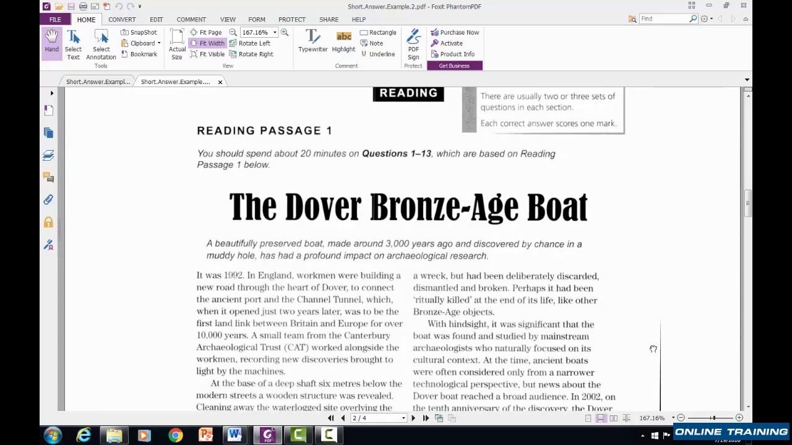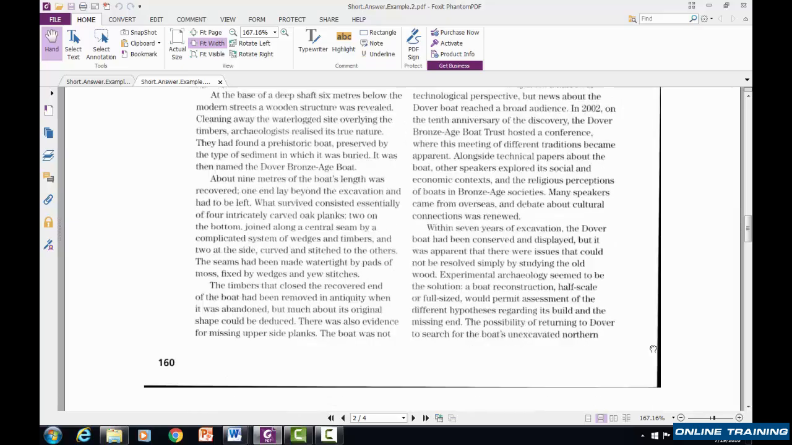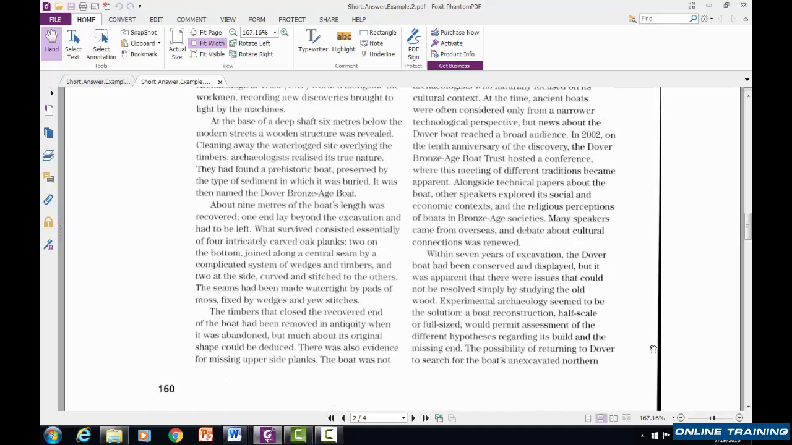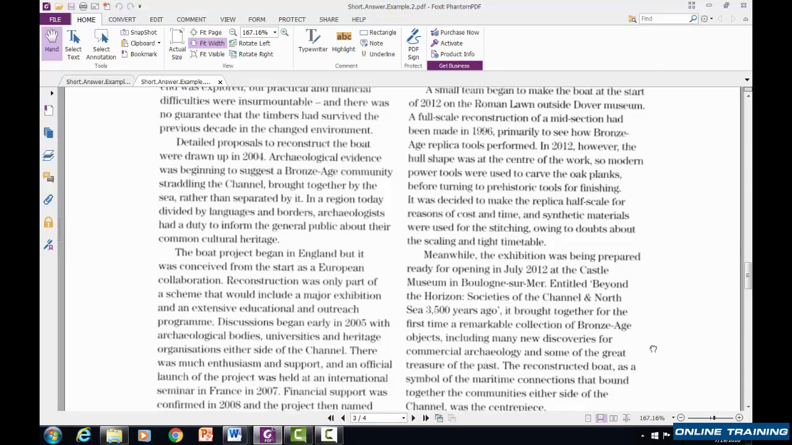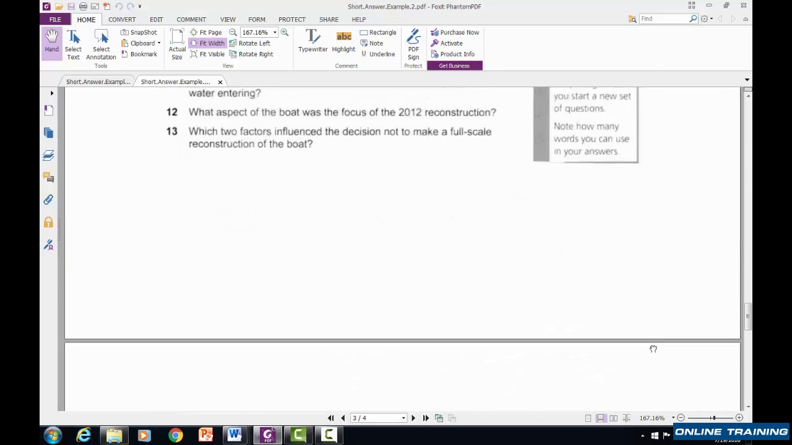The Dover Bronze Age boat. So you go immediately to the questions. You don't have to read the introduction or read the topic sentences of the paragraphs. It's a waste of time. Go right to the questions. They go in order. We start with those first. Here we're focusing on our short answer questions.